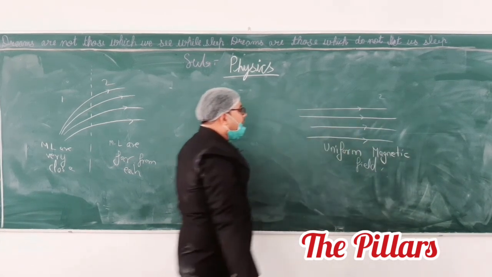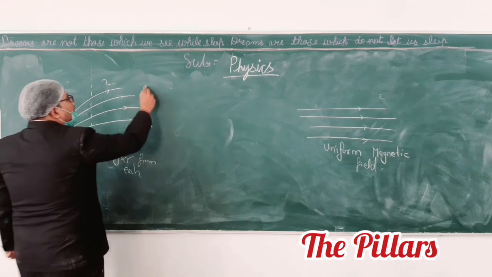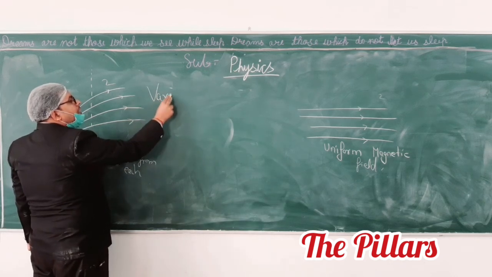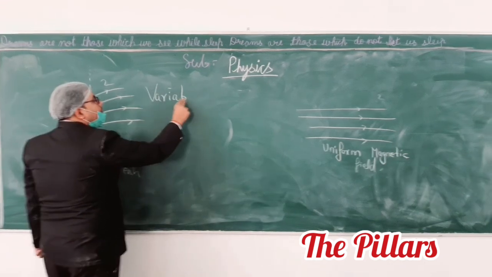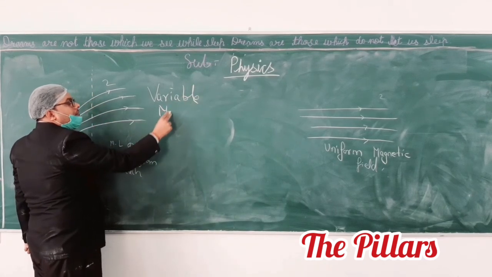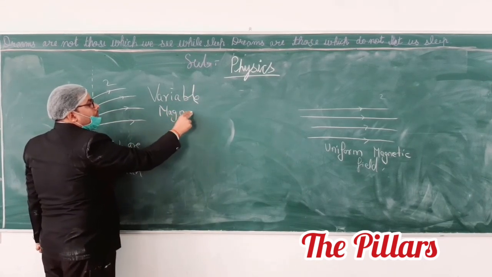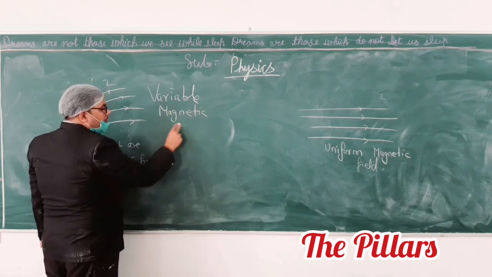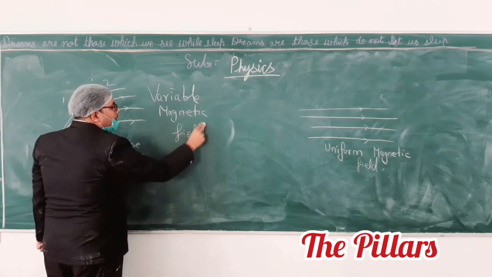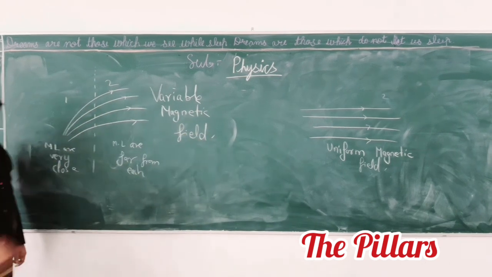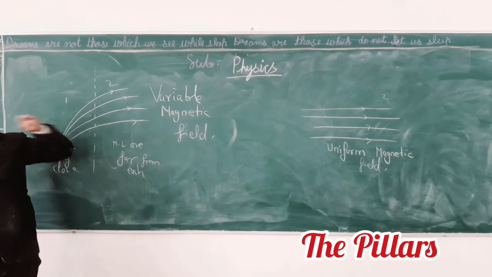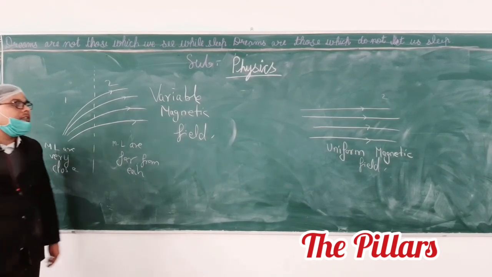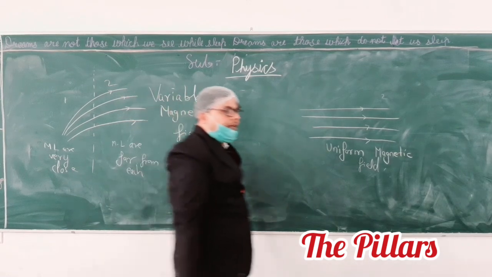This is for uniform magnetic field and this is for variable. Variable means magnitude and direction can change. Yes or no? This is variable magnetic field. Okay, beta? You can draw. Wherever you are seeing parallel lines, it means that is a uniform magnetic field. Okay?